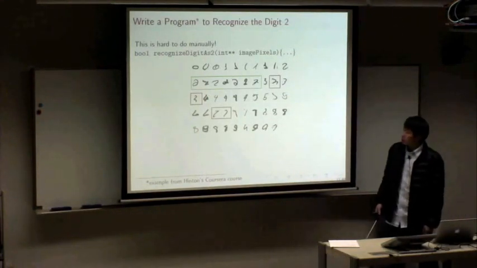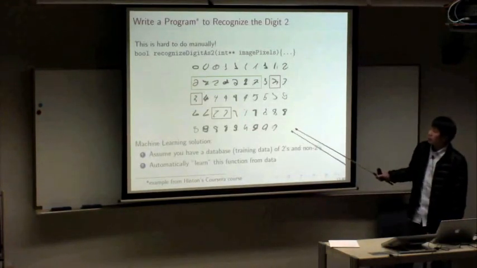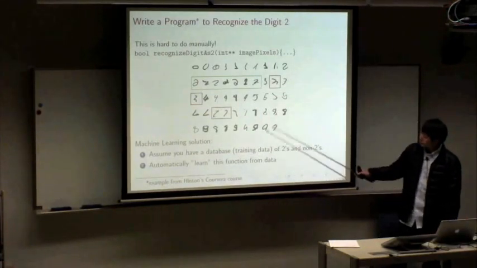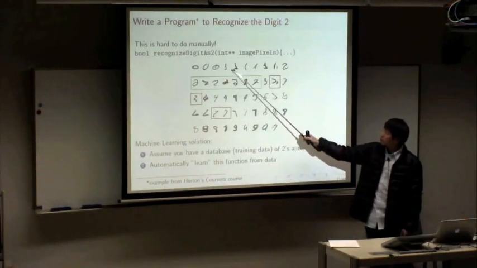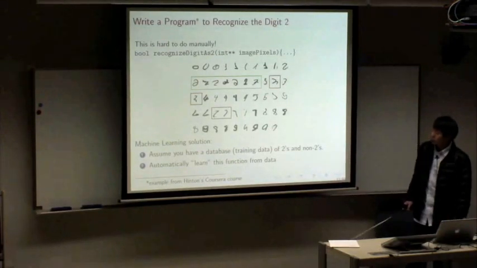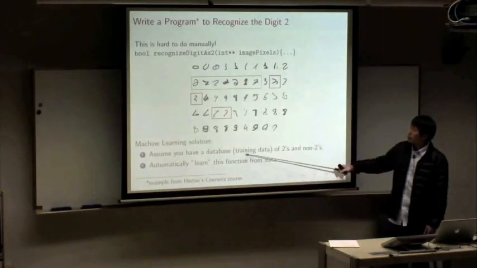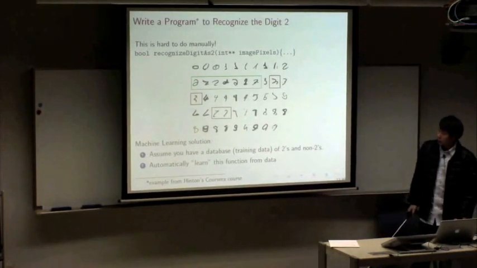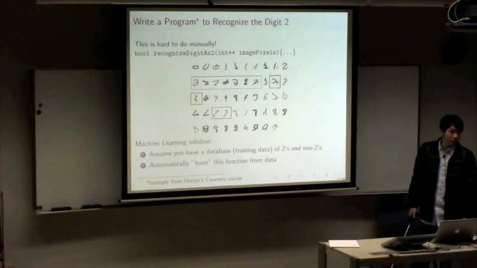So the idea of machine learning is, well, it's hard to do these kinds of tasks, but we actually have a database of answers. The database is called training data. So we have training data of a bunch of images, some labeled as 2, and some labeled as not 2. If we feed this to some algorithm that will automatically learn to distinguish 2s from non-2s, then we can take that algorithm and put it in here. So that's the idea of machine learning. Rather than doing things by hand, you have a set of data, and you want to learn that function from the data.